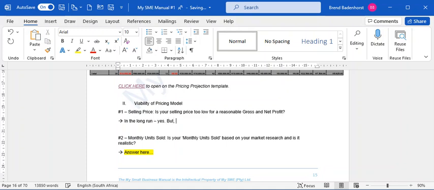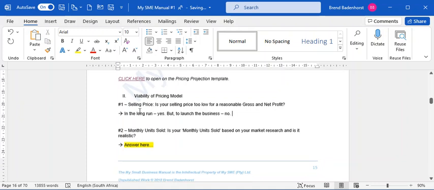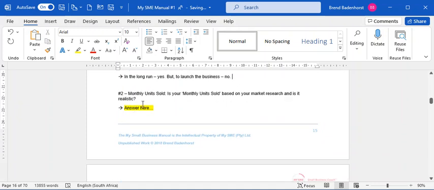But to launch the business and get some traction, no. So that's the idea. I first want to get myself out there, then I'm going to start to increase my prices steadily and surely for long-term success.